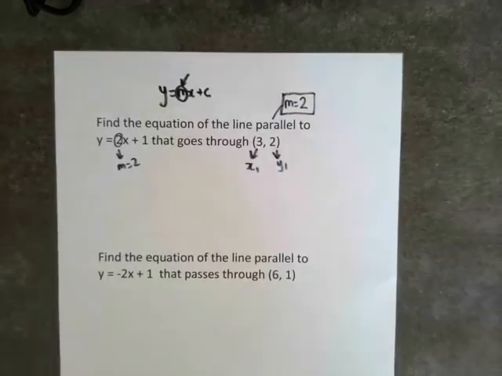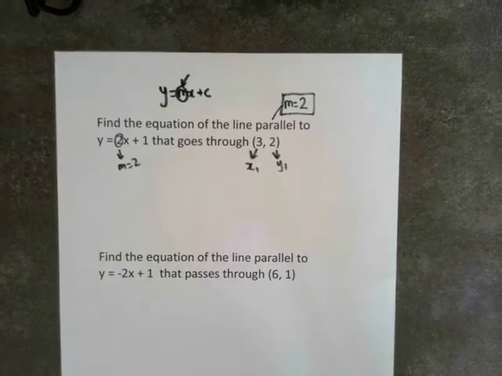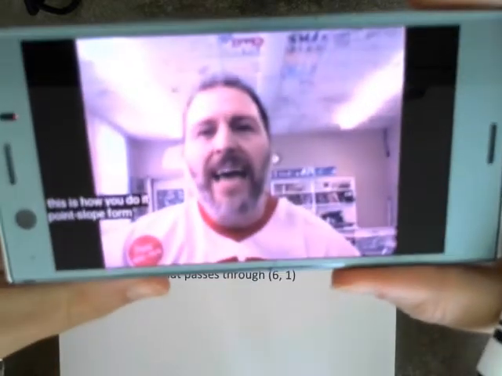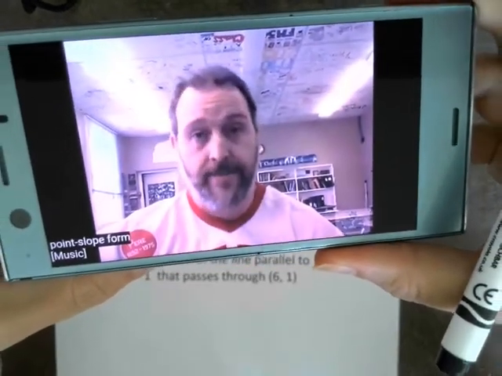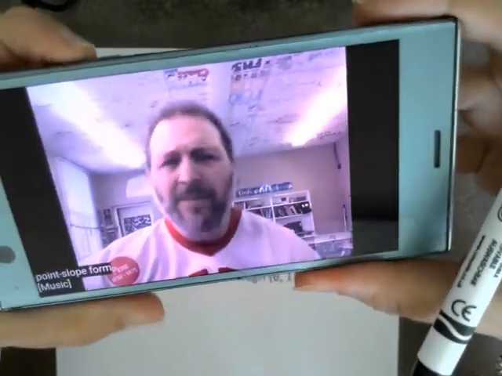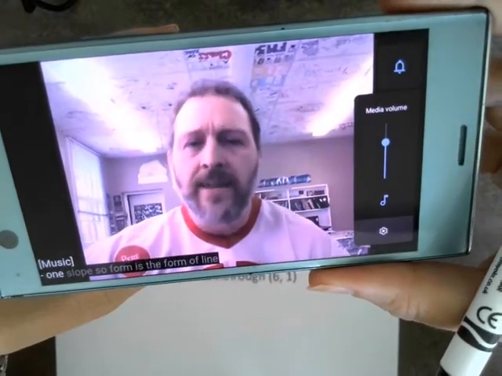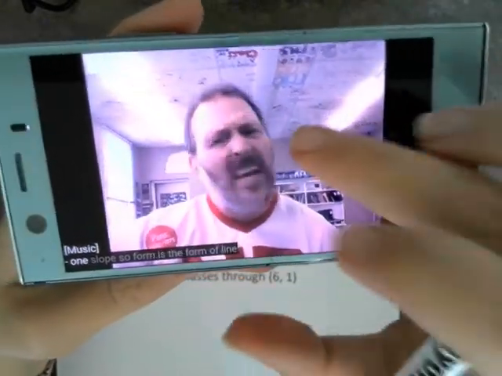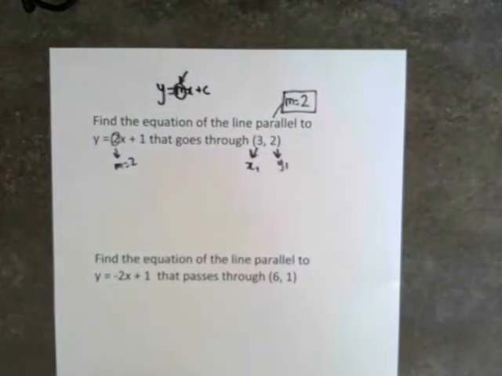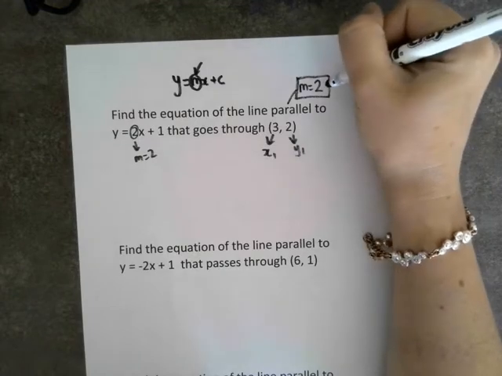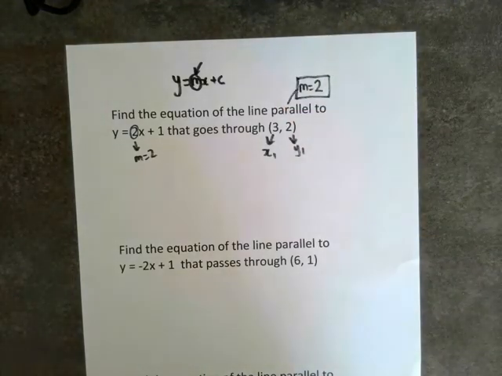So then you've got to think, right, now what am I going to use? Well, remember, as soon as you've got your gradient and a point, then you need to use the formula: y minus y1 equals m times x minus x1. It's just to get you into the idea that as soon as you've got the gradient and a point, you just put it into the formula.